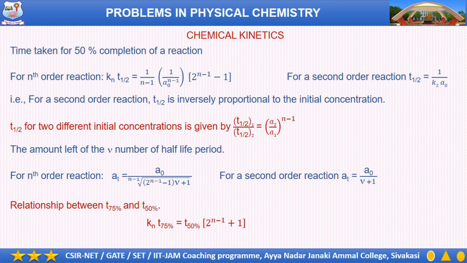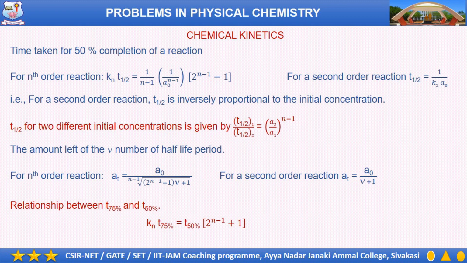And another thing, from this T half of the reaction, the amount left, the third equation, amount left after n half-life periods. After n half-life periods, that is given by the equation: amount left At is equal to initial A naught by 1 plus n, where n is the number of half-life periods.